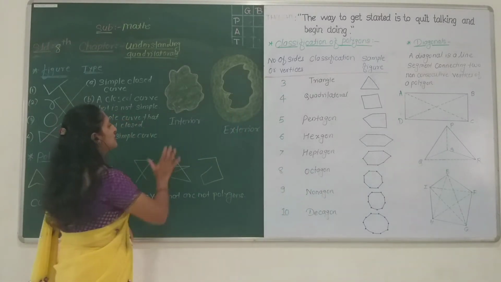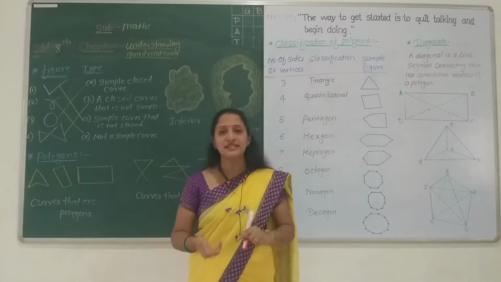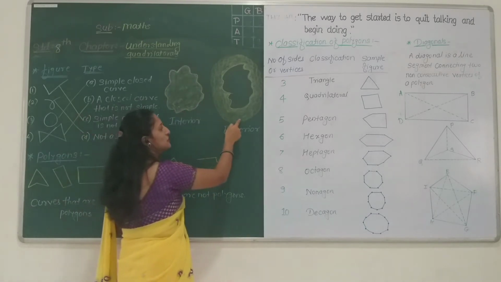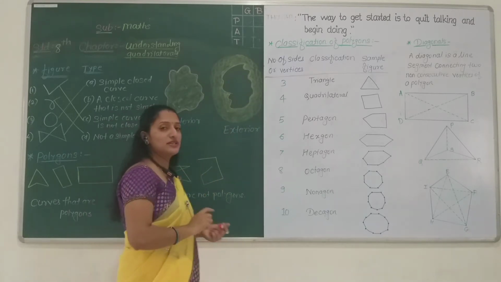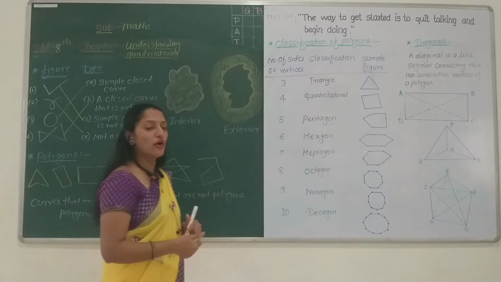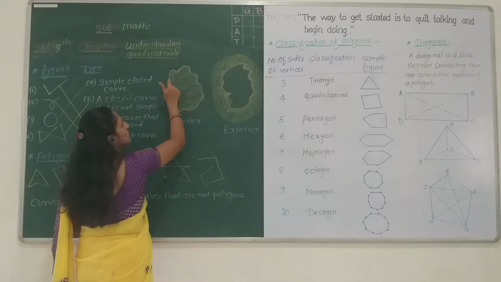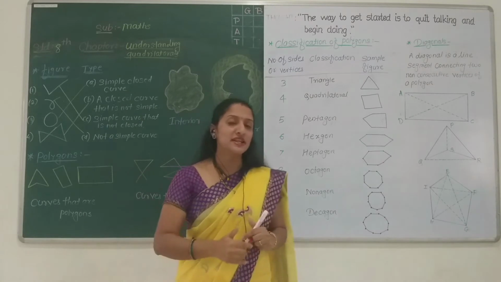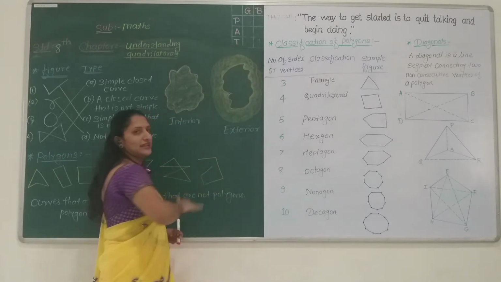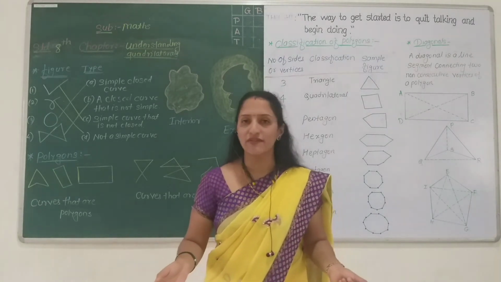Now look at these two figures, interior and exterior. My dear students, you already know what we mean by interior and exterior of a closed figure. This figure shows the interior part of the closed curve and this figure shows the exterior part of the closed curve. Now tell me, what is the basic difference between the interior part and the exterior part? Yes, correct. The interior part has a boundary, the boundary of the closed curve. Does the exterior part have a boundary? No, the exterior part has no boundary. So the interior part has a boundary and the exterior part does not have any boundary.